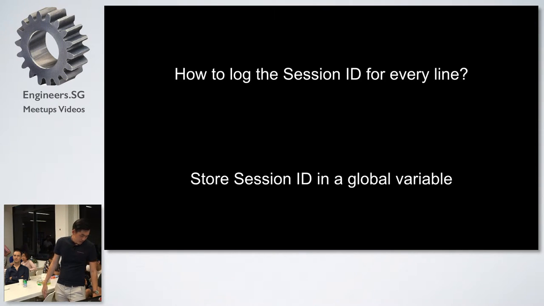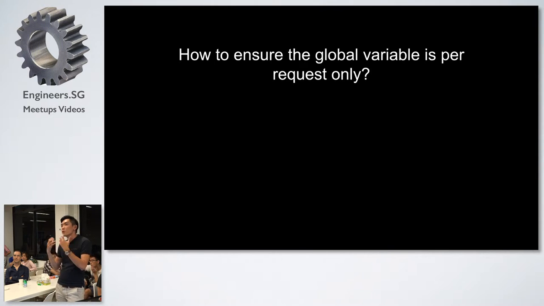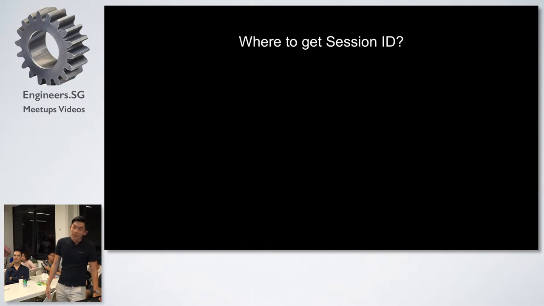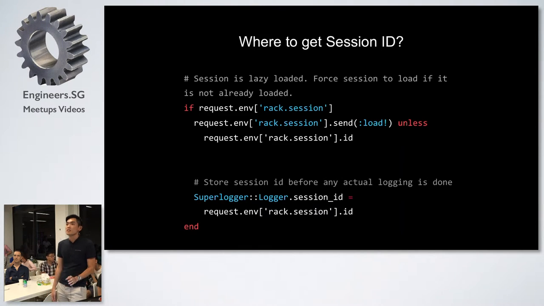So what we need is a way to ensure that the global variable is per request only. Luckily for us, everything is a gem. There is a gem called request store that is able to do this. So how is it being done?